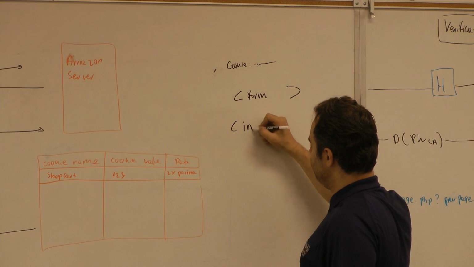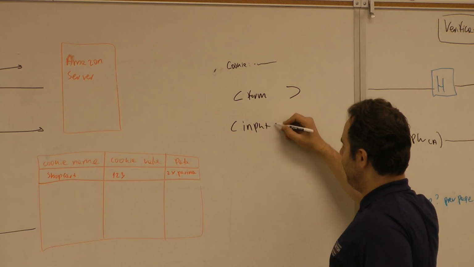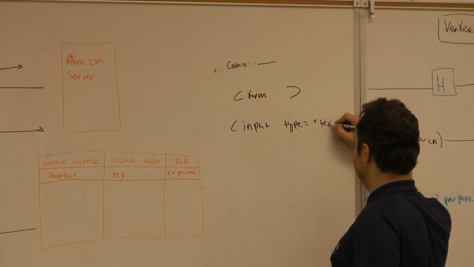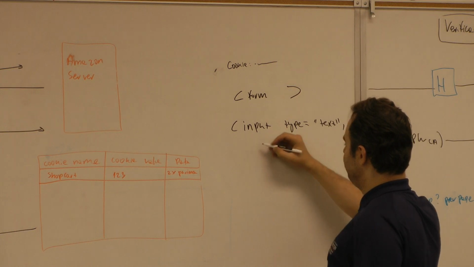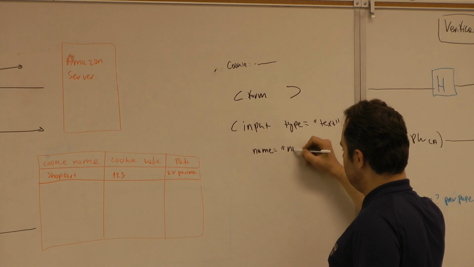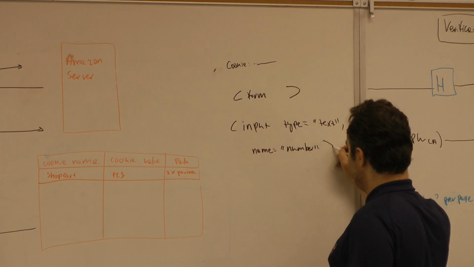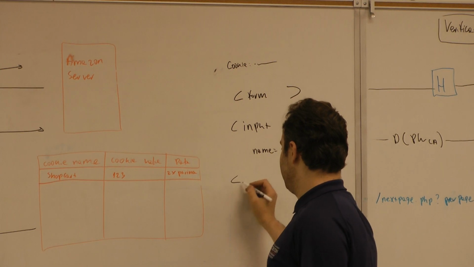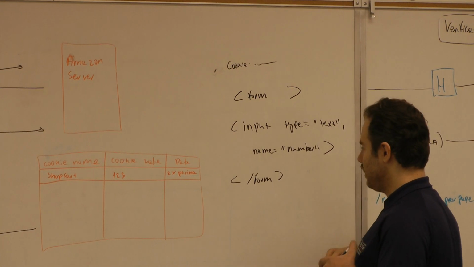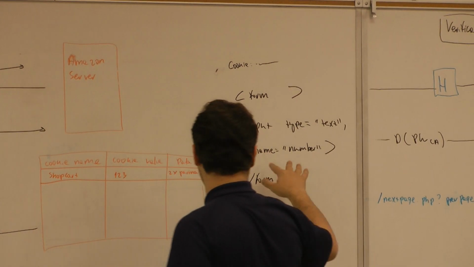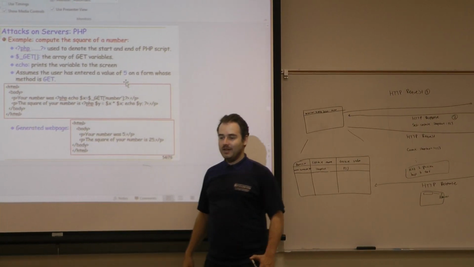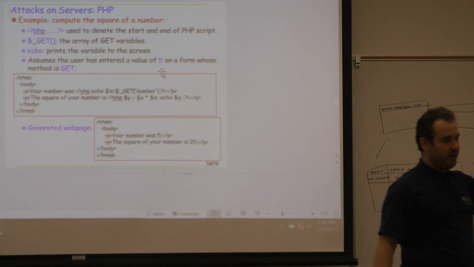and then, input, then, type was, text, and then the name was called number. And when I submit this form, and the script receives this form, I can access the value of this field by providing its name as an index. And it's going to return the number that the user has entered.